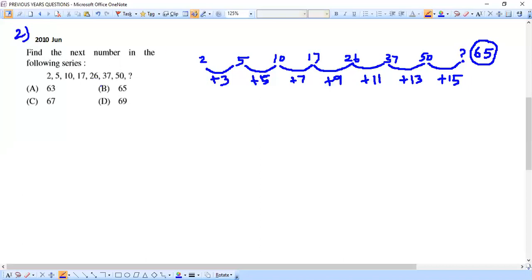And here, coming to options, option B, 65. This is matching our answer, 65. And again, success. We have completed the second question. I think we can just move on to the next question.